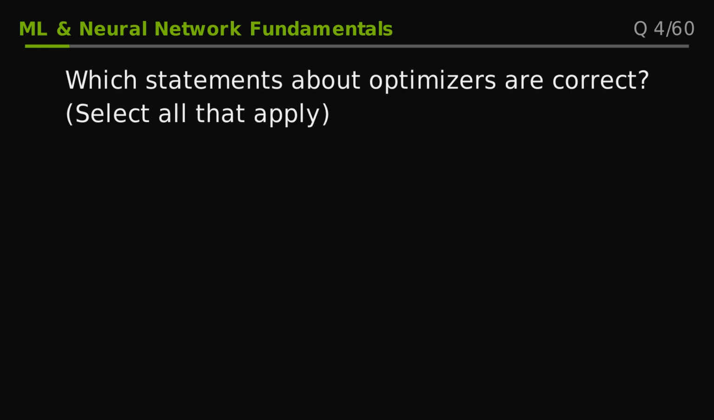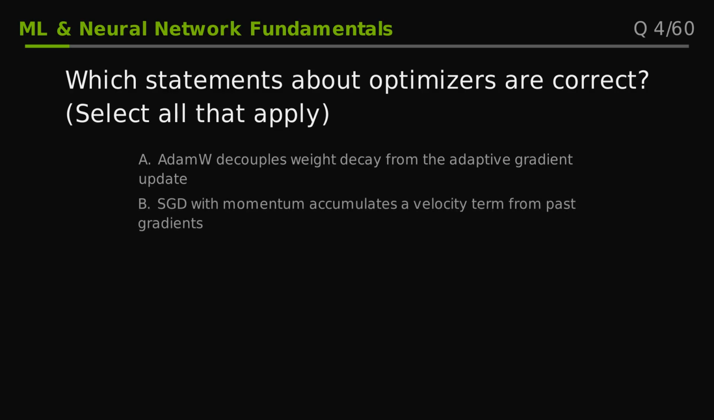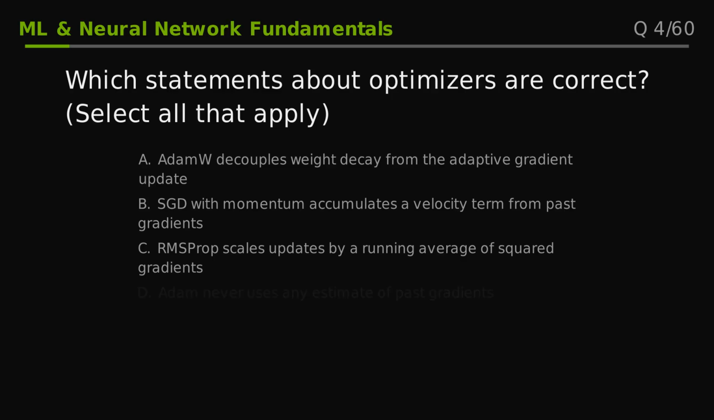Question 4. Which statements about optimizers are correct? Select all that apply. Option A. AdamW decouples weight decay from the adaptive gradient update. Option B. SGD with momentum accumulates a velocity term from past gradients. Option C. RMSProp scales updates by a running average of squared gradients. Option D. Adam never uses any estimate of past gradients.